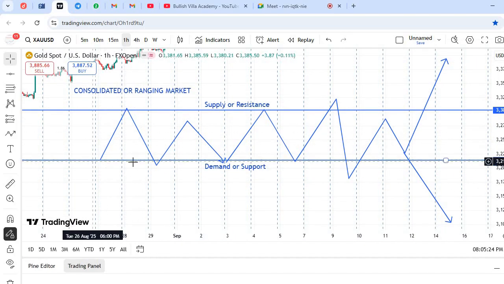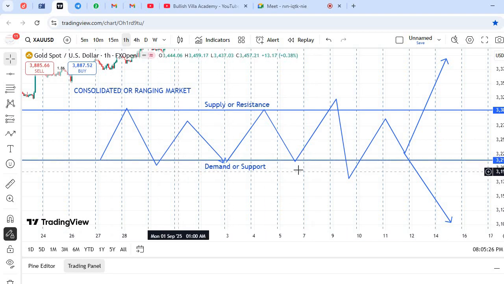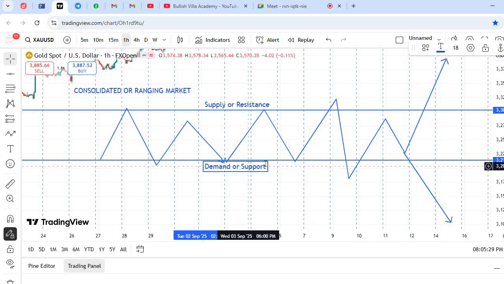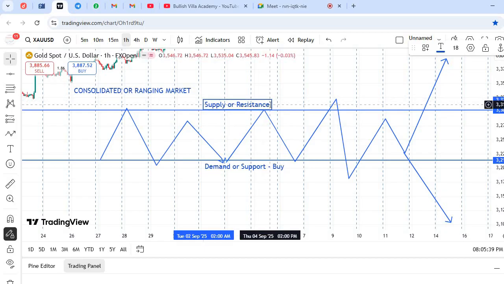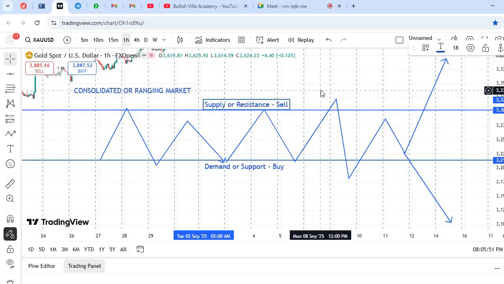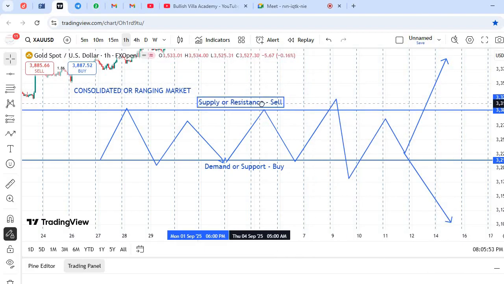Now this level is a demand or support level. At the demand or support level, are you to buy or sell? You have to buy. At the resistance level or supply, you have to sell, correct?